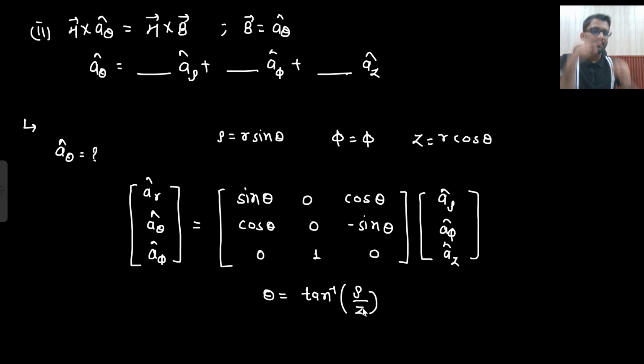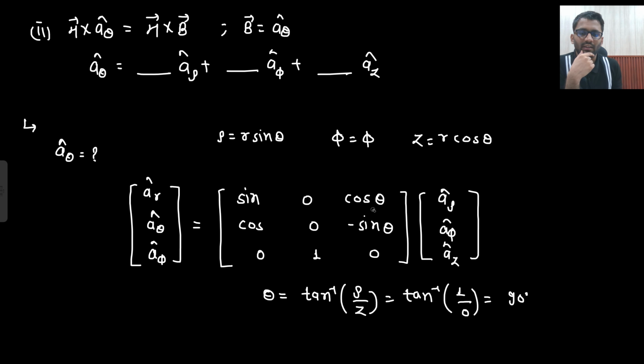Do you remember by the diagram? Theta, tan inverse rho by z, right? So tan inverse, value of rho is 1, z is 0. So tan inverse infinity, what would that be? 90 degree. Tan inverse infinity will be 90 degree. So here in place of theta I can replace 90 degree.